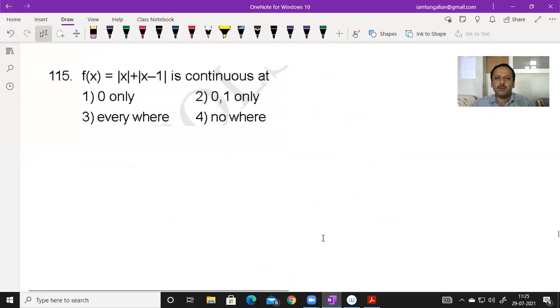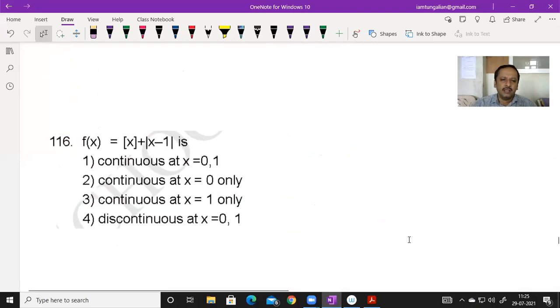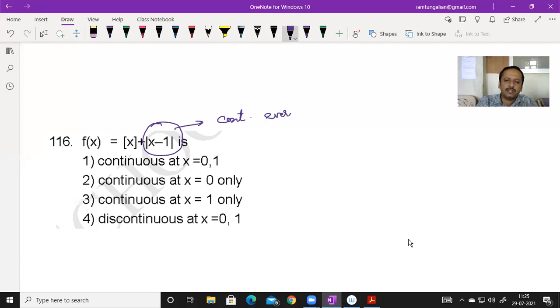Next, question 115, mod x plus mod x minus 1 is continuous at. Mod x is continuous everywhere. Mod x minus 1 is also continuous everywhere. Sum of two continuous functions is always continuous, right? Therefore, the answer is continuous everywhere. Right. f of x equal to mod x plus mod x minus 1 is, okay? So mod x minus 1 is continuous everywhere.